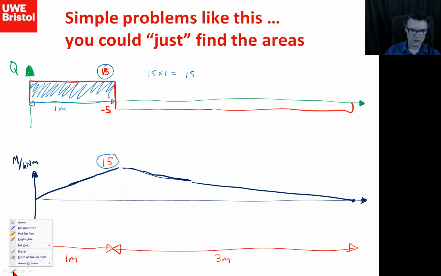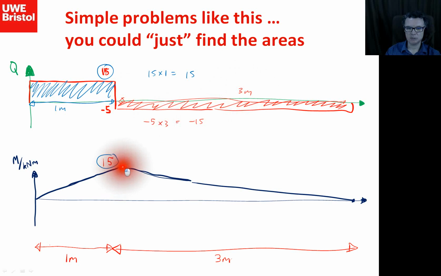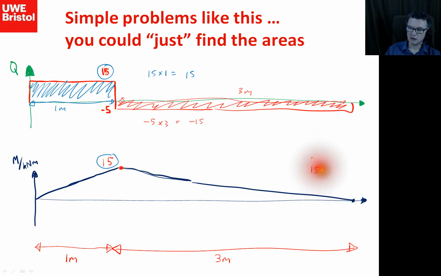Now, if I consider the next area, and we'll call this area a red area, so what's its area? Well, its height is -5. We need to keep the minus there. The length of this is going to be 3 meters. So -5 times 3 equals -15. So the next thing to say is, okay, if I'm initially at this point, by the time I get to the end point, I want to take away 15. So you can see what you've got there is 15. Going to take away 15, and we equal 0.